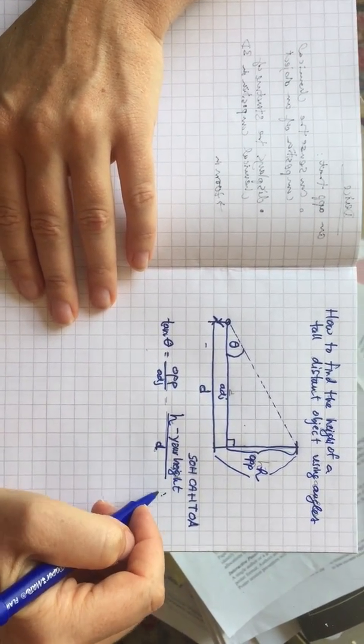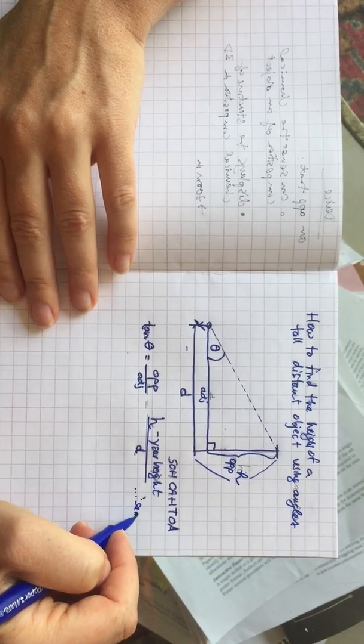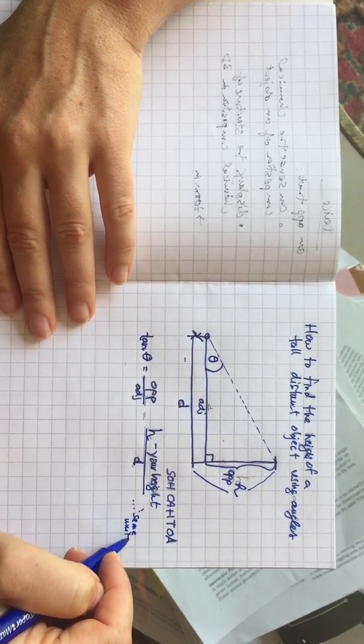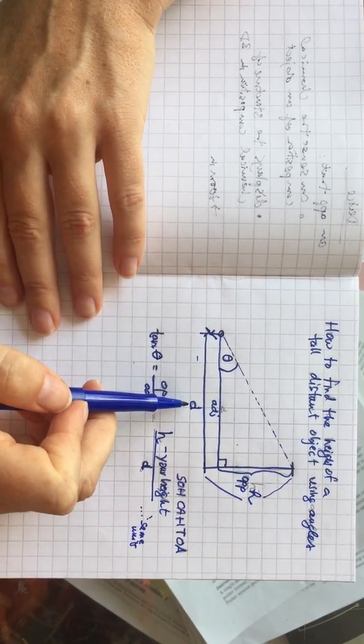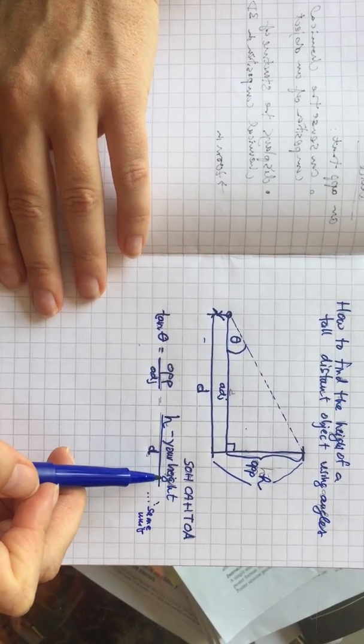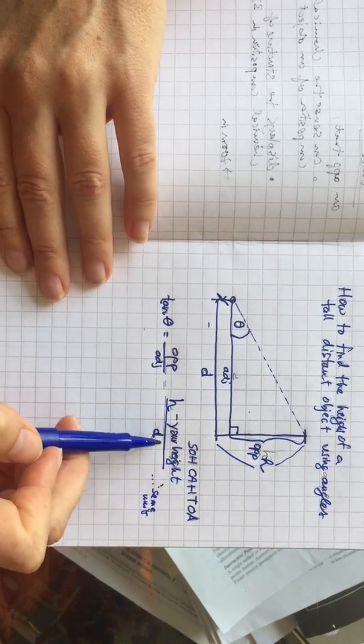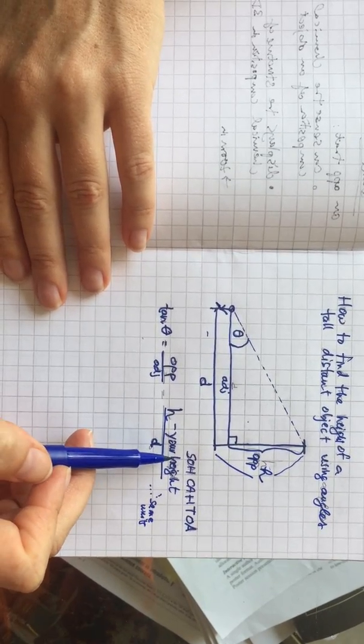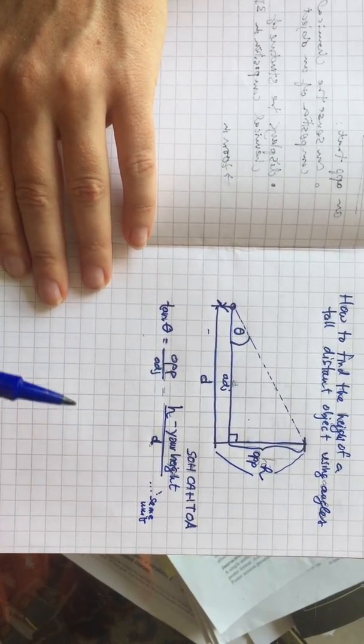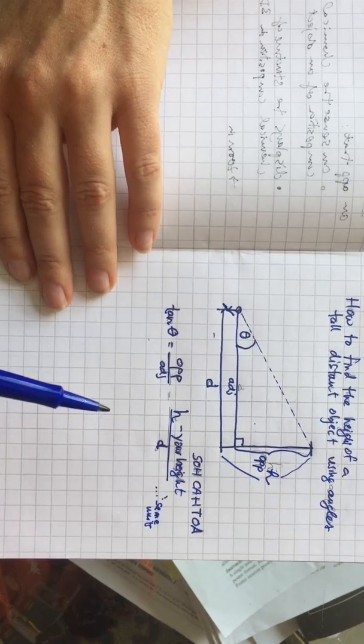So in order to solve for h, you know what your height is, and you know what the distance is. There's only one caveat: make sure they're in the same units. So if you measured your distance in meters, your height also needs to be in meters. Don't use inches here and meters here, you're going to come out with the wrong answer. So convert your height into meters and distance into meters as well.